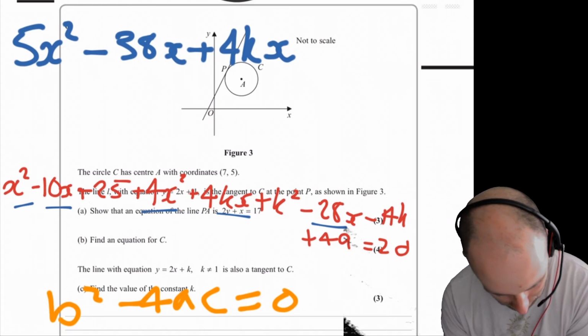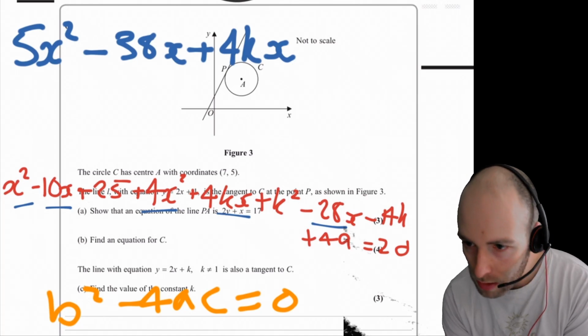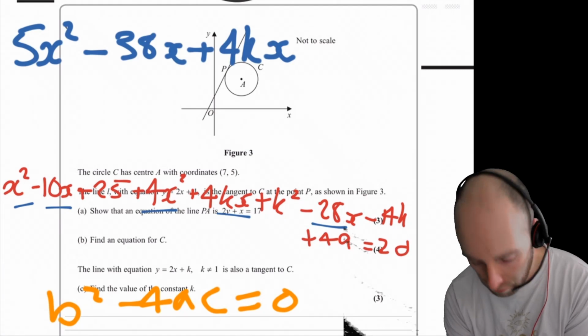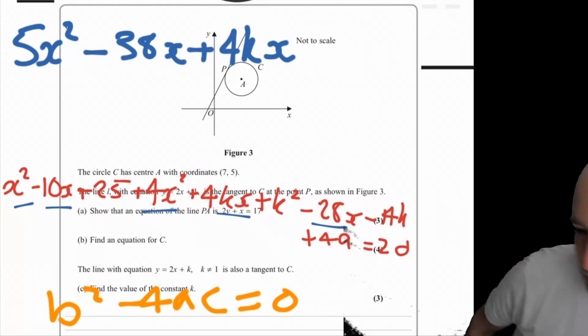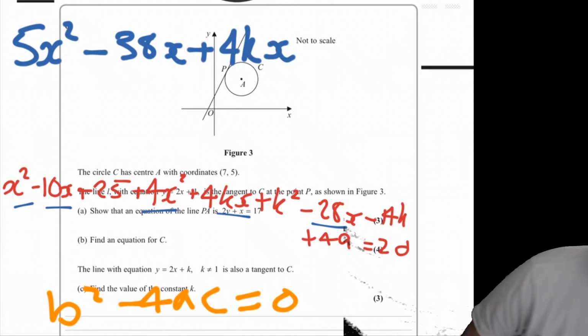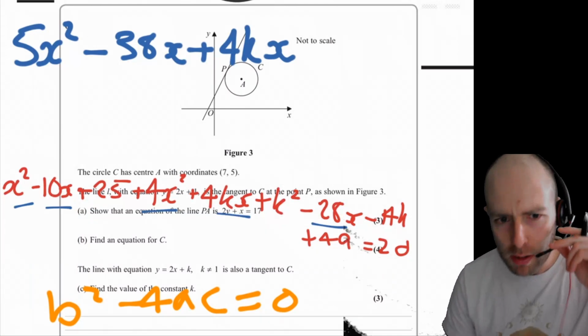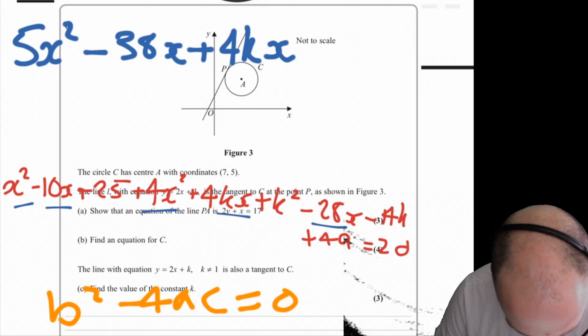Oh, I did something silly there. I can't remember what I wrote now. Let's keep going. We'll see if this does work out. Although 38 plus 4 doesn't ring any bells.